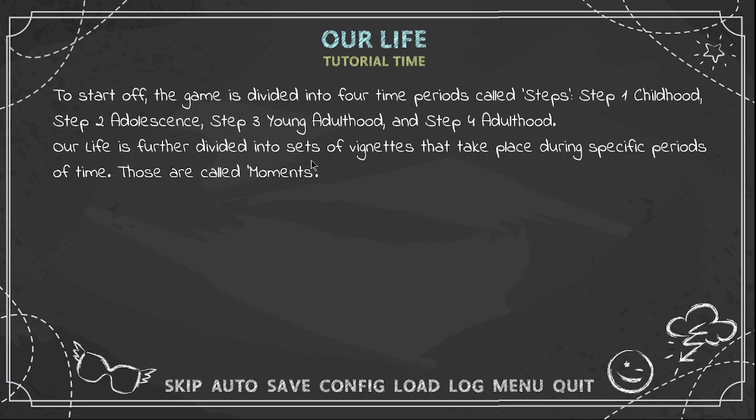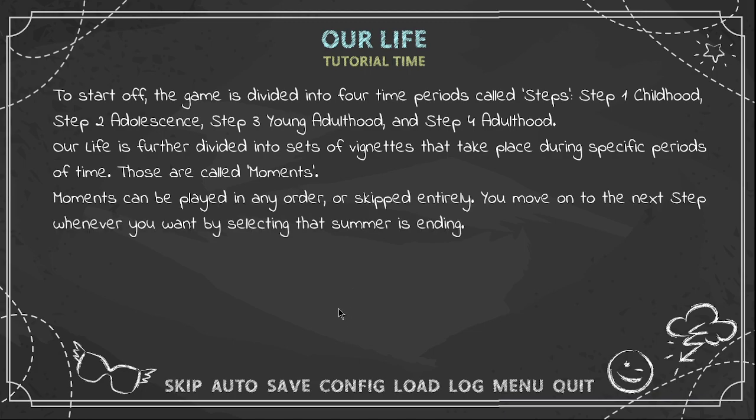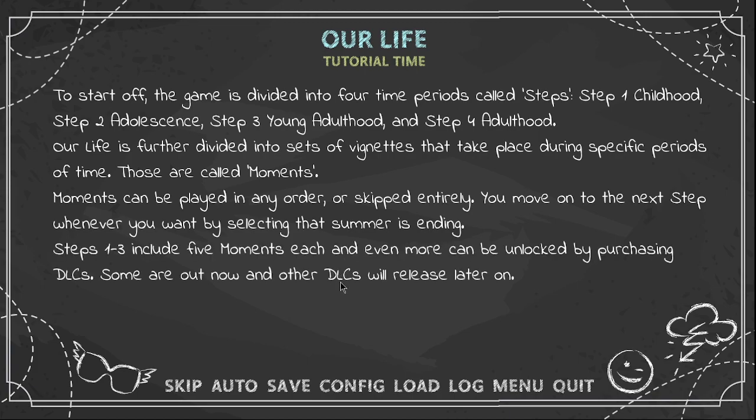Our life is further divided into sets of vignettes that take place during specific periods of time. Those are called moments. Moments can be played in any order, or skipped entirely. Move on to the next step whenever you want by selecting that summer is ending. Steps 1 through 3 include 5 moments each, and even more can be unlocked by purchasing DLCs. Some are out now, and other DLCs will be released later on. Step 4 is an epilogue and doesn't include moments.